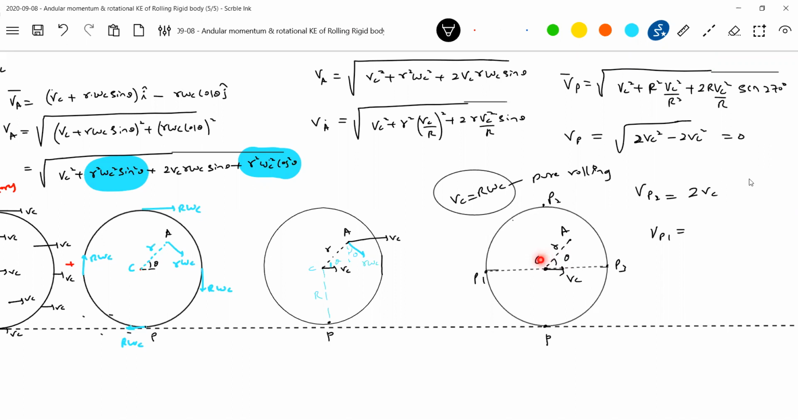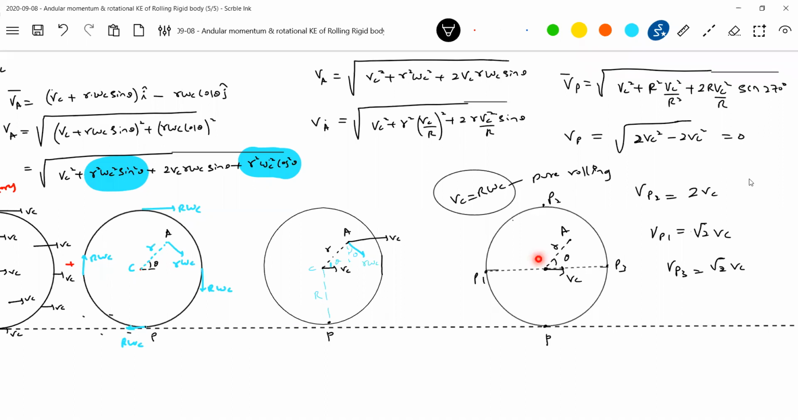Now, what is the velocity of point P1? Shall we write it is equal to root 2 Vc? What about the velocity of point P3? It is again root 2 Vc only. Check it. Put theta 0, theta 180. We'll get this. So like that, what happened now?